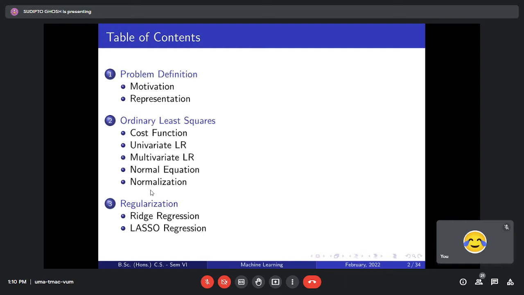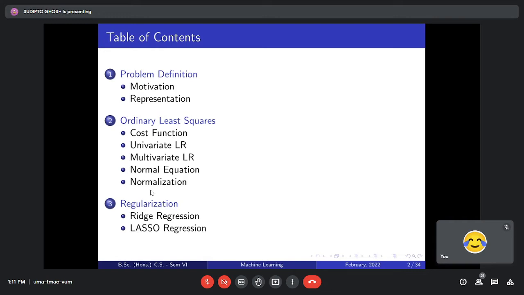Ordinary least squares will be our method for finding out our hypothesis for the model. So how to do it with ordinary least squares? What is the cost function involved? How to apply it to a univariate problem, when we have one single feature, and then how we generalize it over for multiple features. What is a normal equation? And why do we have to do normalization?